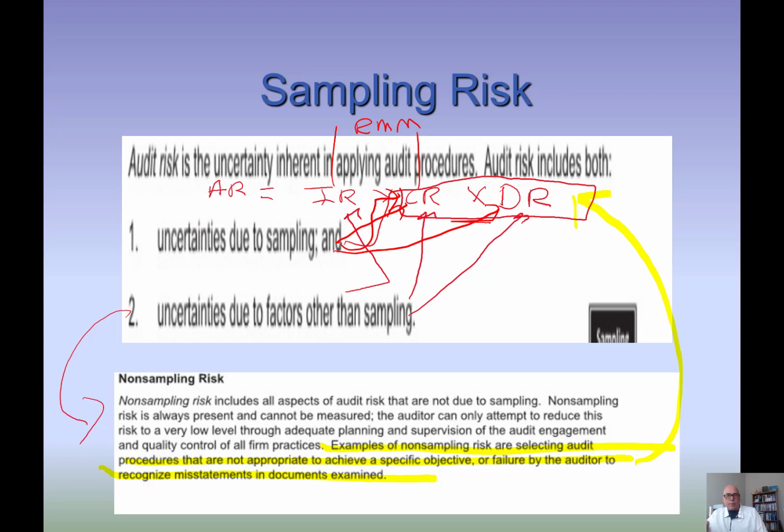Why? Because we'll use sampling for our control testing. We'll use sampling for our substantive testing. So the control testing is affecting our CR. The substantive testing is affecting our DR. We're using sampling for those. So that's how sampling risk is feeding into our overall audit risk. IR, not as much, probably not going to use sampling as much for that.